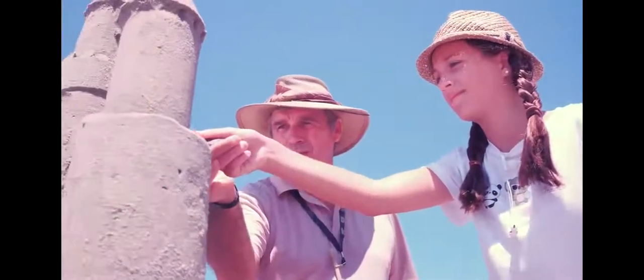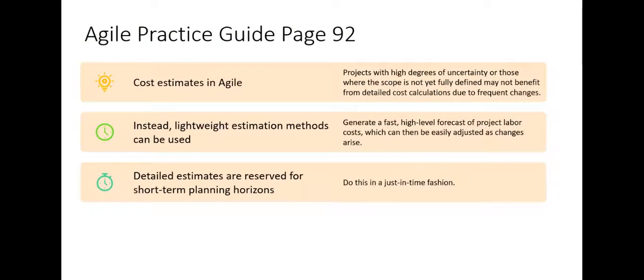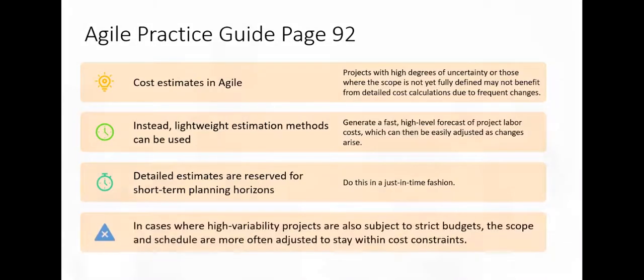Detailed estimates are reserved for short-term planning horizons. What do we mean by that? Sprint planning. When it's coming down to the wire and you're about to do the work, then you could, if need be, give detailed estimates. But anyone who knows what Agile is in management should not be asking for detailed estimates. They should be asking for a high-level estimate.